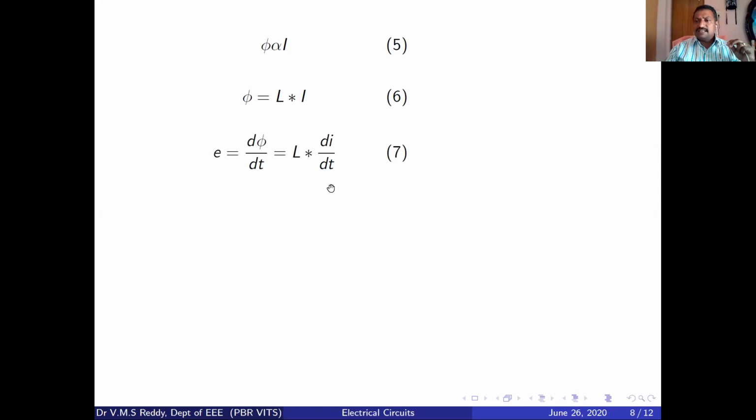Then as per Faraday's law, you know that whenever a conductor touches the magnetic flux, there are two laws. The first law: whenever a conductor touches the magnetic flux, an EMF will be produced in that conductor. The second law: the induced EMF is directly proportional to the rate of change of flux linkages. As per Faraday's law, E is equal to d. E is nothing but the induced EMF developed across the inductor.